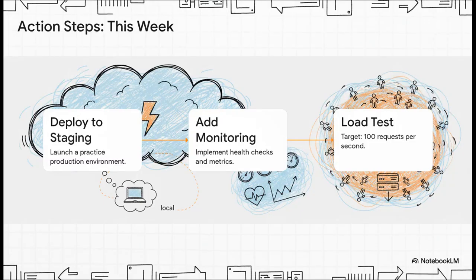So here's your mission for this week, should you choose to accept it. Step 1. Get your app deployed to a staging environment. Think of it as a private dress rehearsal. Step 2. Get those health checks and monitoring dashboards we talked about in place. And finally, step 3. Try to break it. Seriously. Hit it with a load test, see how much you can handle before it falls over. This is how you find the weak spots and build the confidence you need to really launch this thing.